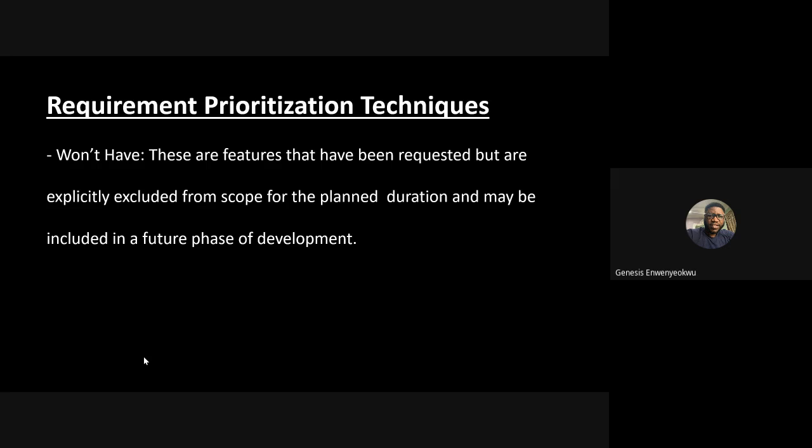And then the won't-have are basically features that have been requested but are explicitly excluded from scope during the plan duration. They may or may not be included at some later point in time. So these are features that we are not going to consider for implementation, maybe because they will stretch our budget and we don't have that budget flexibility or elasticity to accommodate such features. These are considered to be the won't-have requirements.